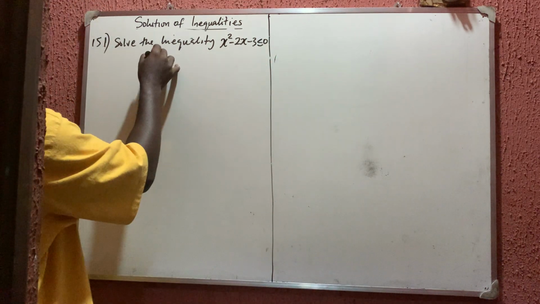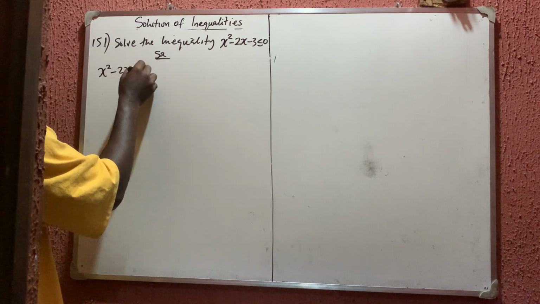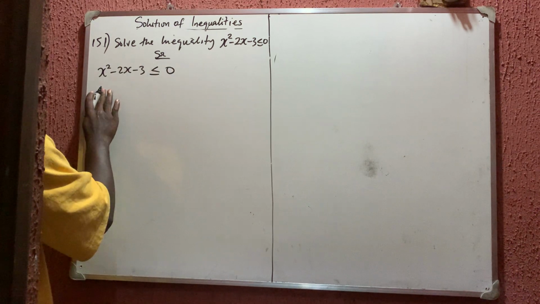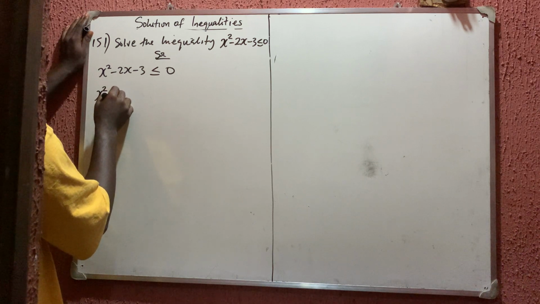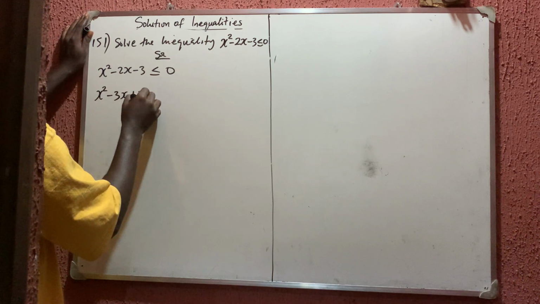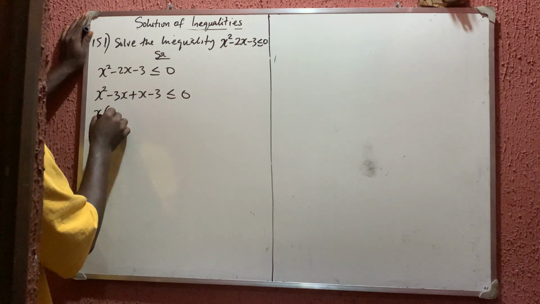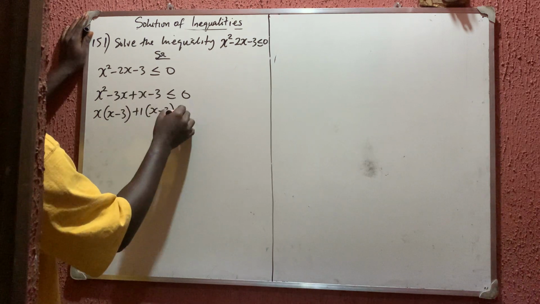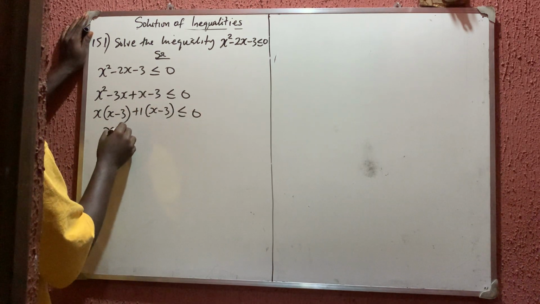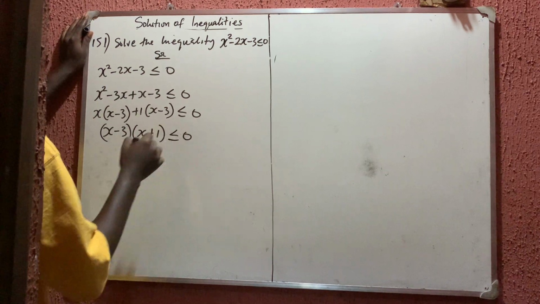Okay. Solution. So they gave me x squared minus 2x minus 3 is less than or equal to 0. So if I factorize, I'm going to have x squared minus 3x plus x, right, minus 3 is less than or equal to 0. So x into x minus 3, x minus 3 and plus 1 is less than or equal to 0. So I'm having x minus 3 and x plus 1 is less than or equal to 0.